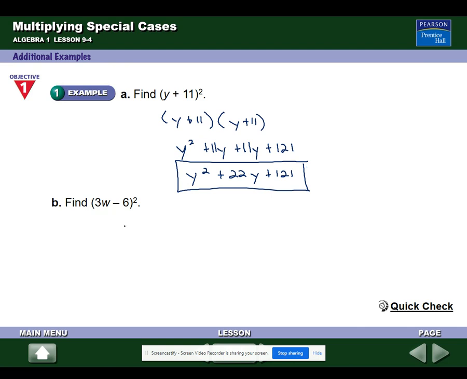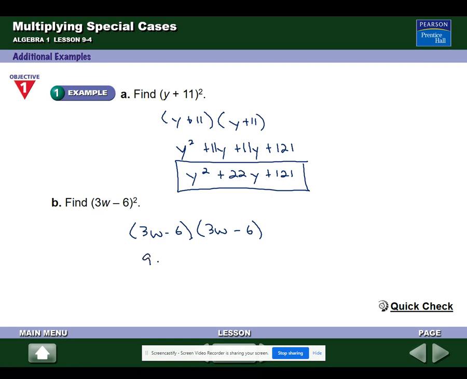Similar to a problem where it's a difference instead of a sum, we're going to multiply 3w minus 6 times itself. Don't try to take a shortcut and think that you can just come up with the answer based on the problem. Rewrite it like that. That takes 5 seconds to rewrite it, and then apply FOIL.